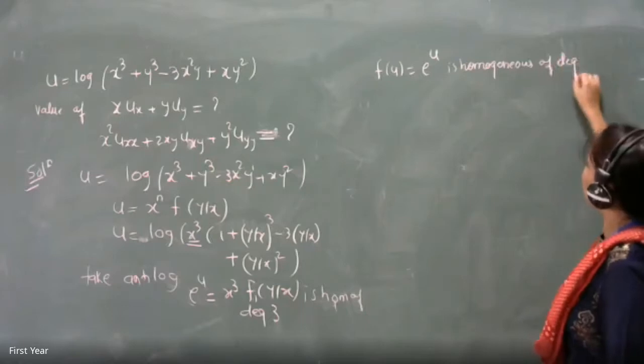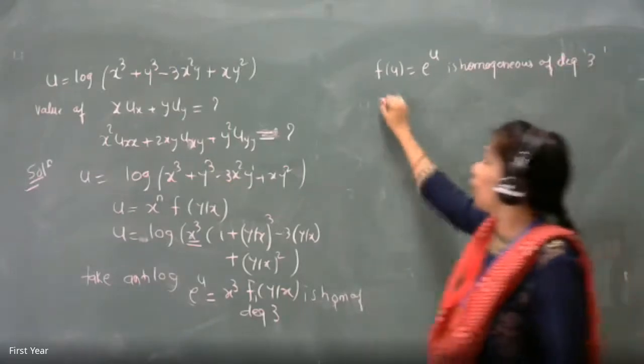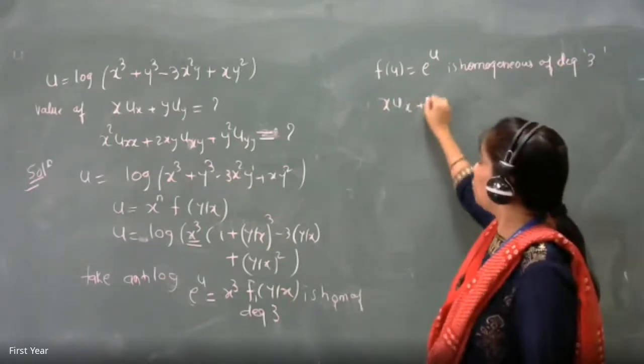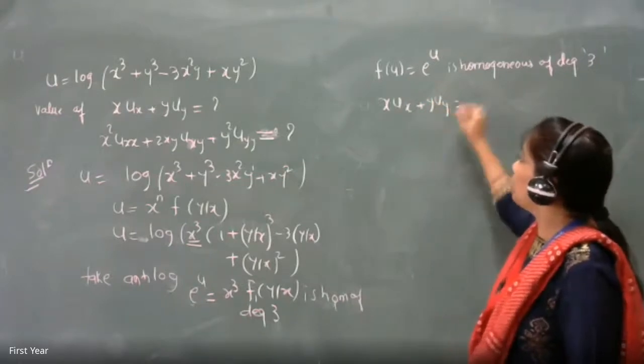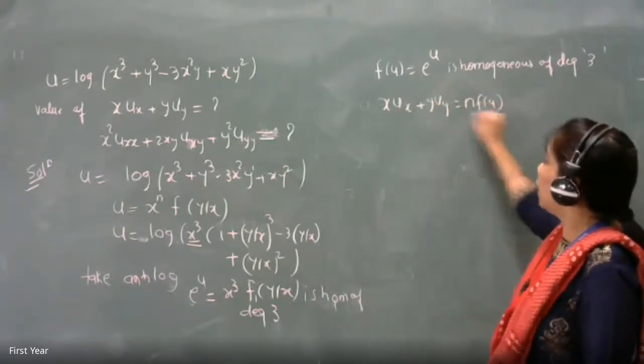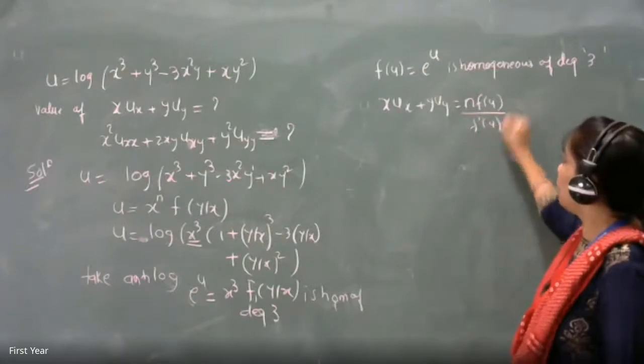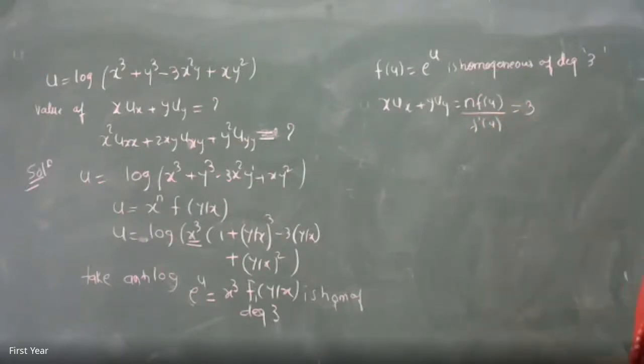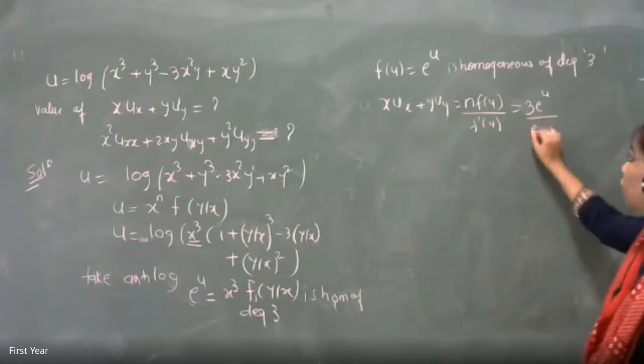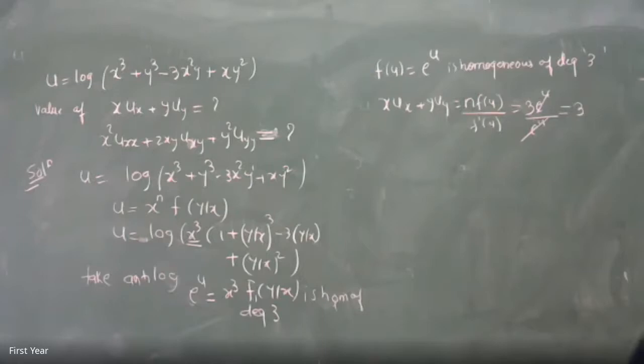So by Euler's theorem, x ux plus y uy is equal to n into f of u by f dash of u. So what is n? N is 3. What is f of u? E raised to u. What is f dash of u? Derivative of e raised to u is e raised to u. So e raised to u cancels and your answer is 3.